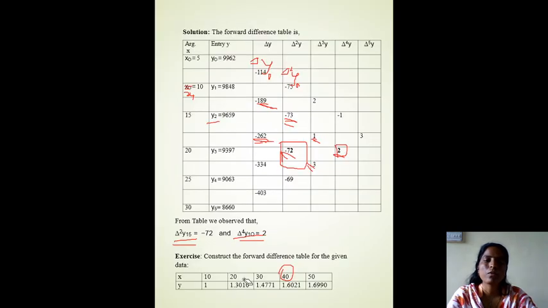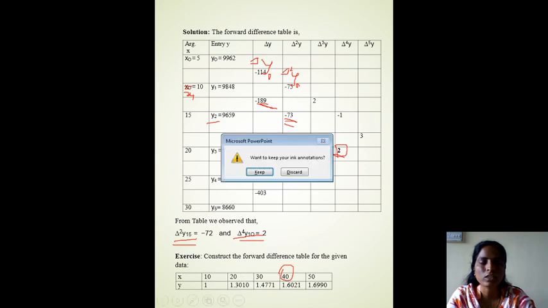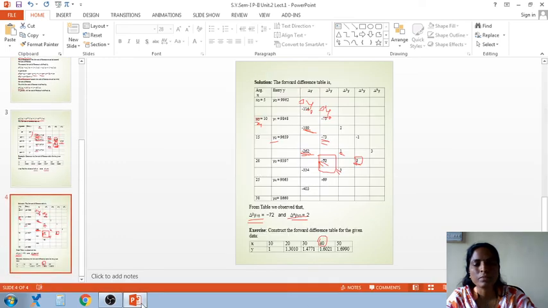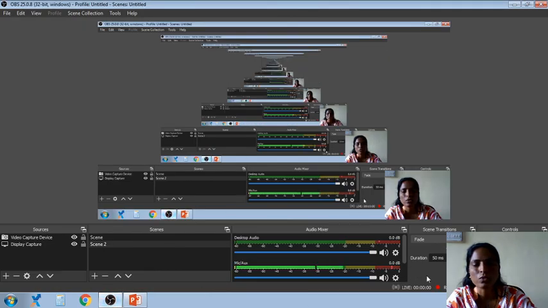So this is all about the forward difference table. Now in the next lecture we are going to see the backward difference table. So thank you.